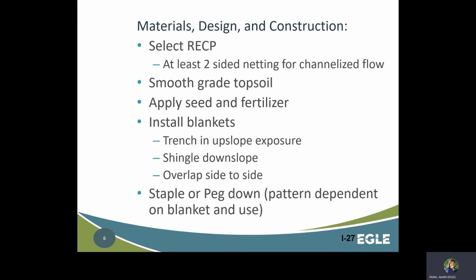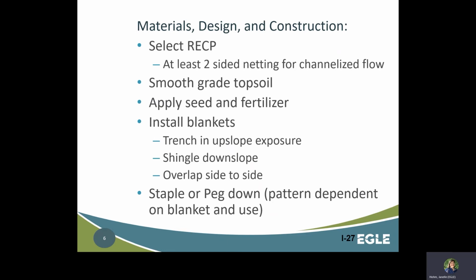The blanket needs to be trenched at the top of the slope and then installed in a shingled pattern on the downslope. Blankets need to be overlapped between rolls. An overlap of 6 inches is typical, but make sure to check the manufacturer's recommendations.